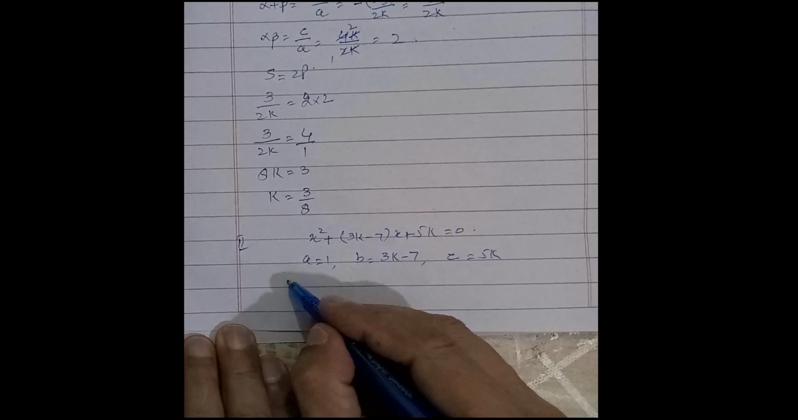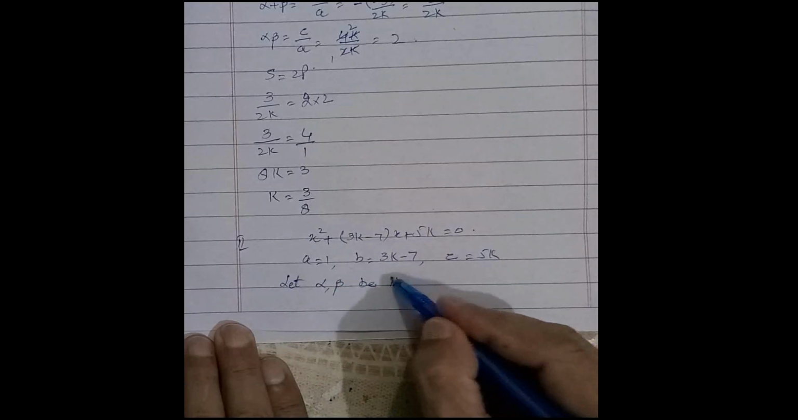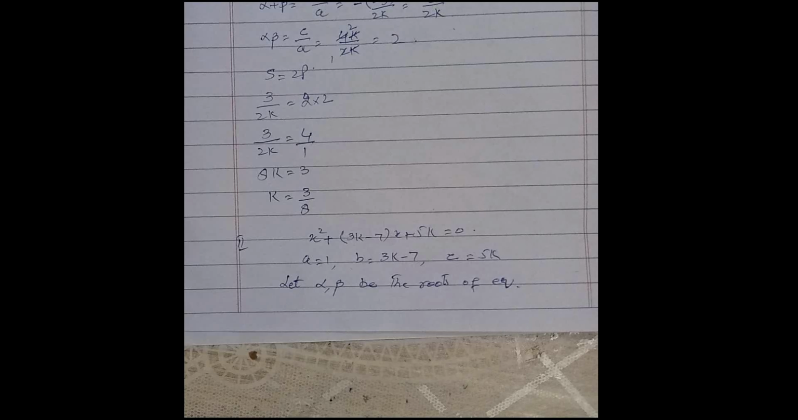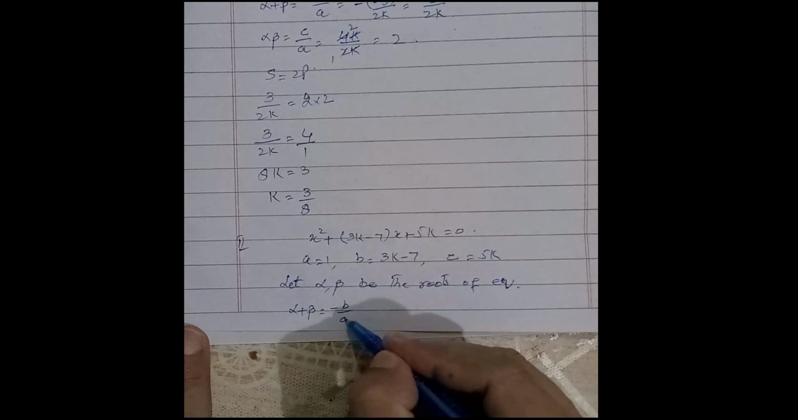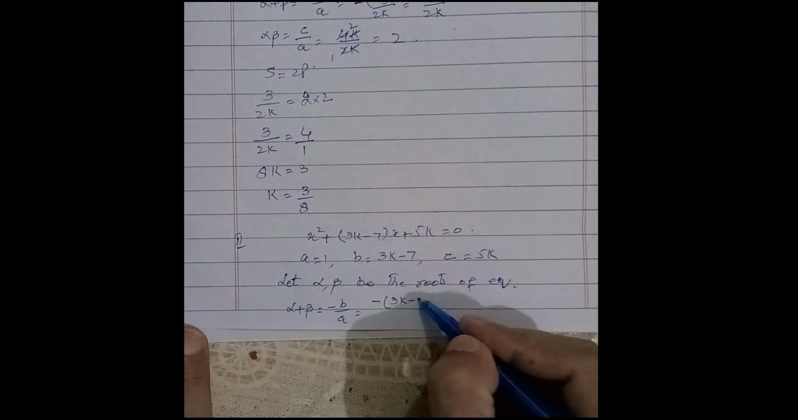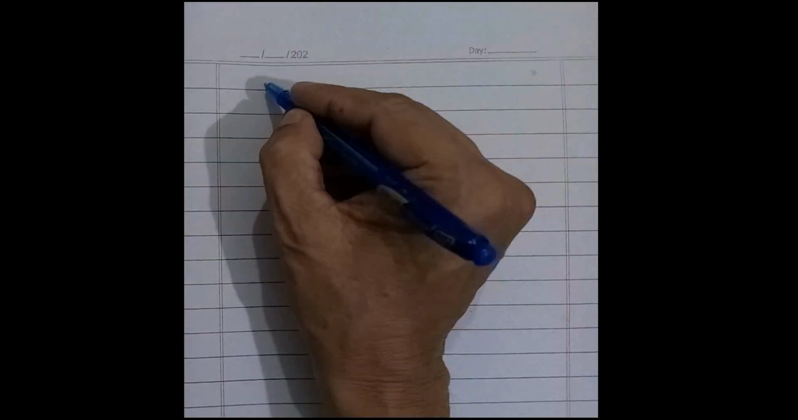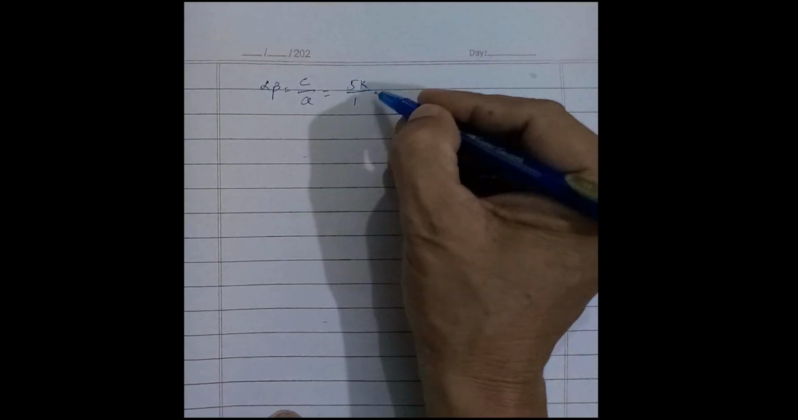And then the roots of the equation, let alpha and beta be the roots of the equation. First we find the sum and product. So alpha plus beta is equal to minus b over a, and we put the values of a and b in the equation. We get minus 3k minus 7 over 1, and when we simplify it we get minus 3k plus 7. Alpha beta, whose formula is c over a, in which c is equal to 5k and a is equal to 1, and the product is 5k.